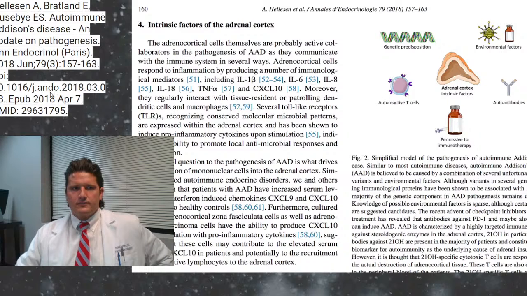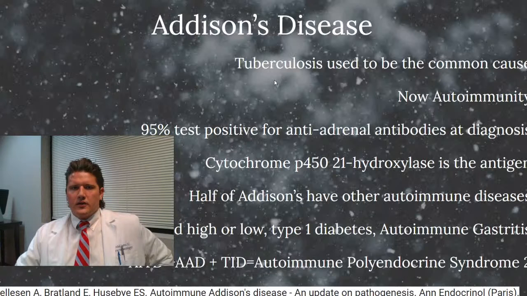Here's the citation. Okay, so in the past, tuberculosis used to be the most common cause of Addison's disease. With tuberculosis, it's still pretty common, but they're now saying that this isn't the most common cause of Addison's disease. Most commonly, it is the autoimmunity. 95% test positive for anti-adrenal antibodies at diagnosis. These are referred to as the 21-hydroxylase antibodies.